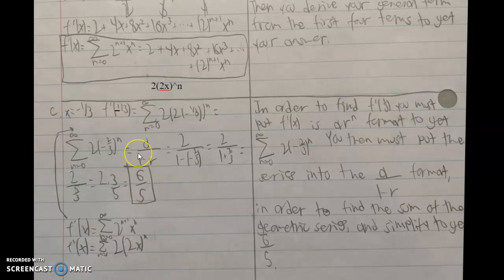Now putting it into this format, 2 is equal to a, then there's 1 minus negative 2 over 3, which is equal to 2 over 1 plus 2 over 3, and then you just do that out. 2 over 5 over 3 is equal to 2 times 3 over 5, and then as your final answer you get 6 over 5, and that is for C.